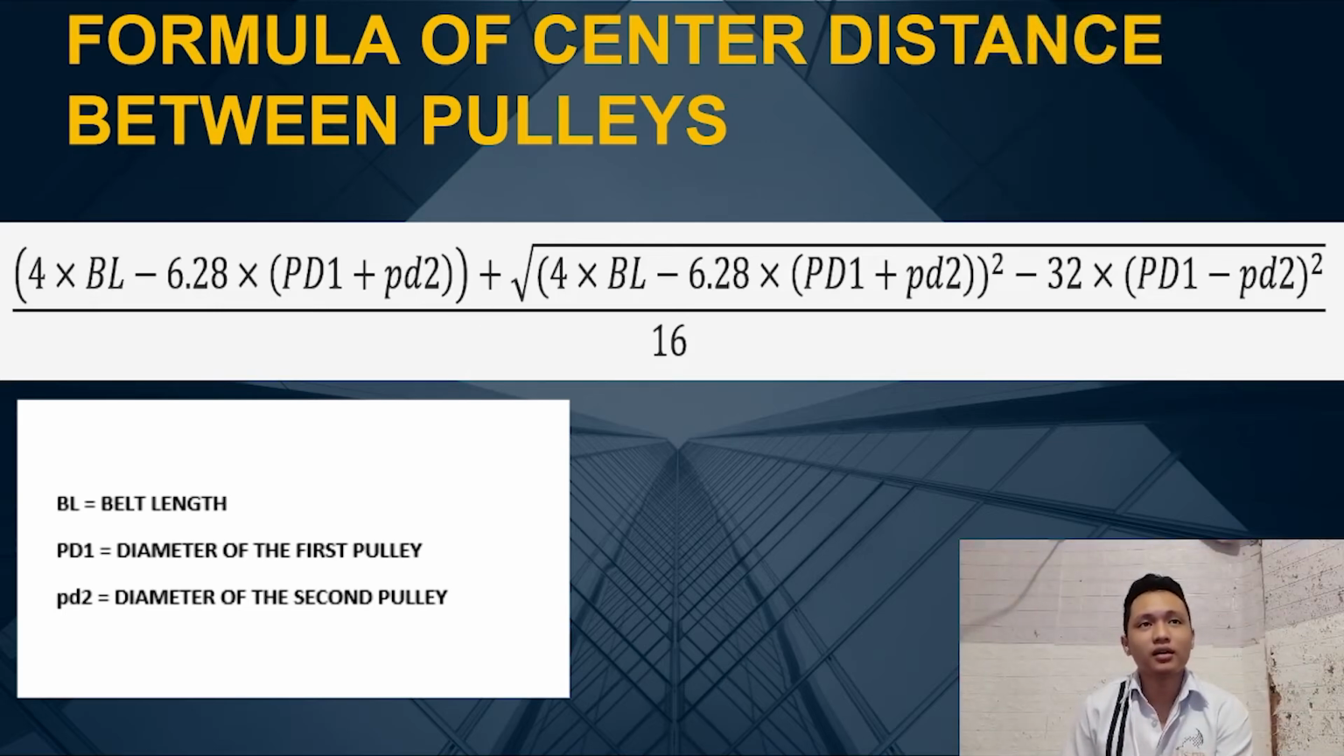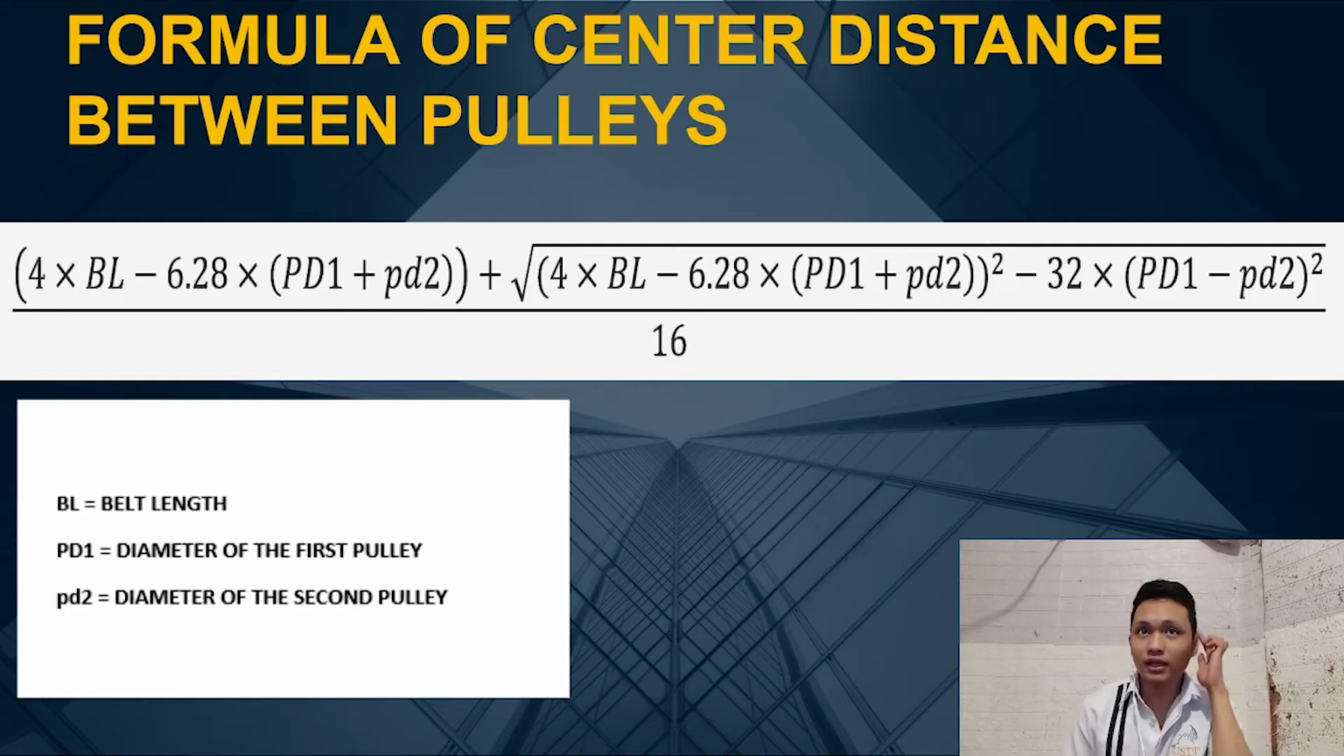So the formula is 4 times belt length minus 6.28 or 2 pi times the diameter of the first pulley plus the diameter of the second pulley, plus the square root of 4 times belt length minus 6.28 times the diameter of the first pulley plus the diameter of the second pulley, squared, minus 32 times the diameter of the first pulley minus the diameter of the second pulley, squared, and all divided by 16.